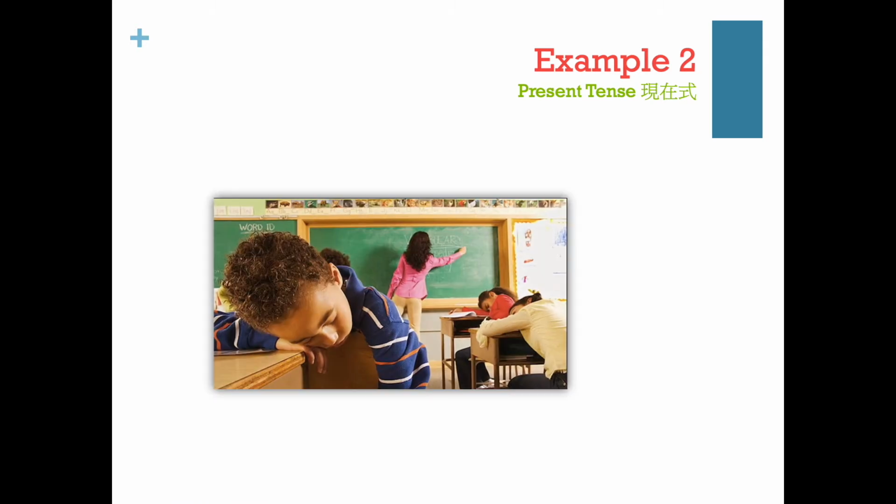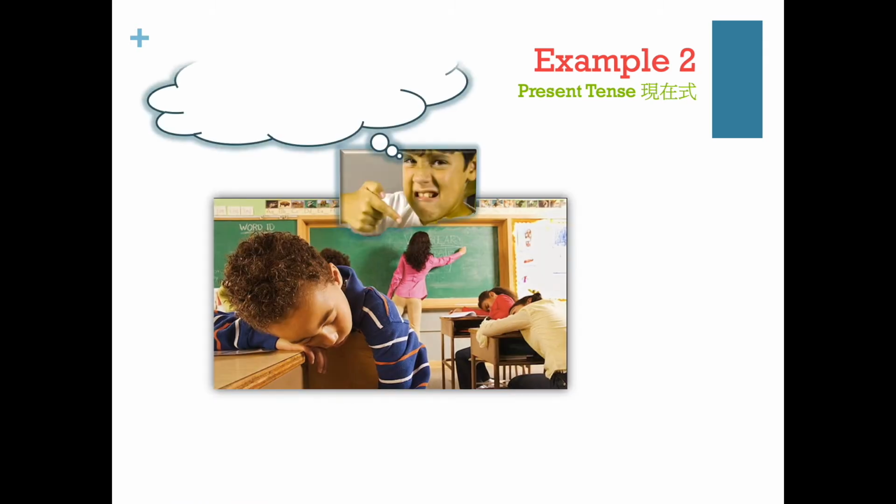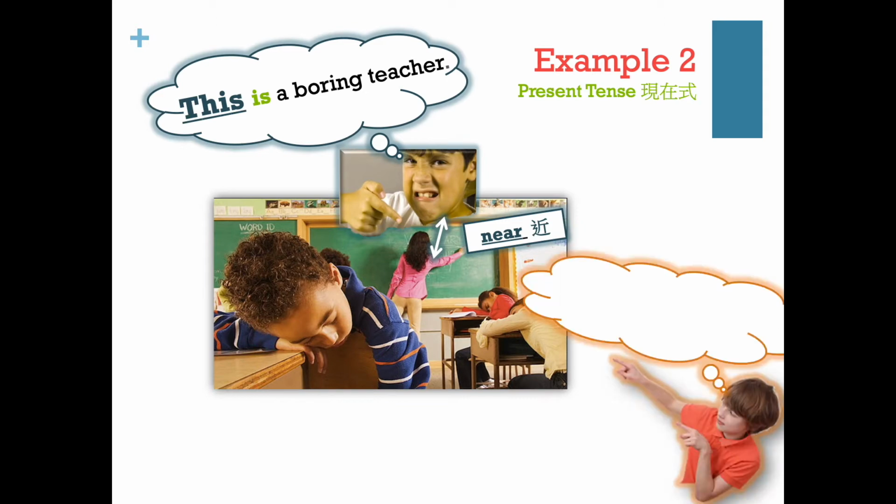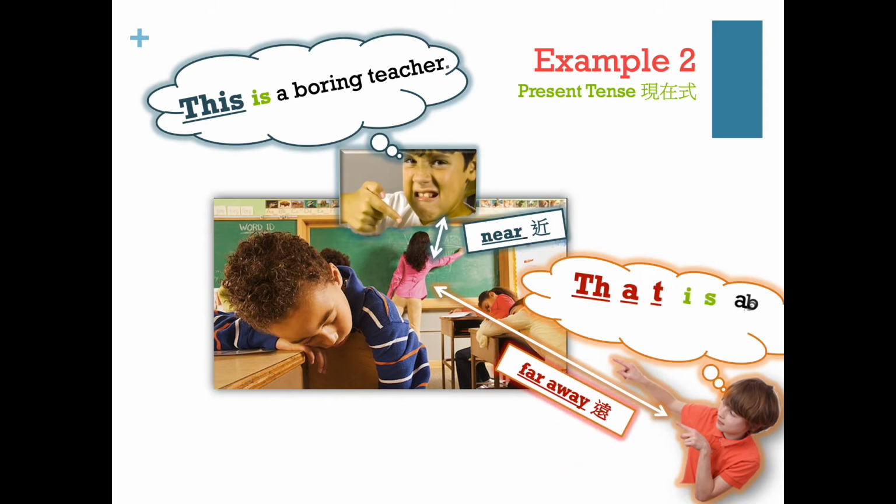Example 2. Look at this class. What do you think about the teacher? This boy has a thought. He is close to the teacher, near the teacher, so he says, this is a boring teacher. While the other boy, who shares the same thought, but he is far away from the teacher, so he says, that is a boring teacher.